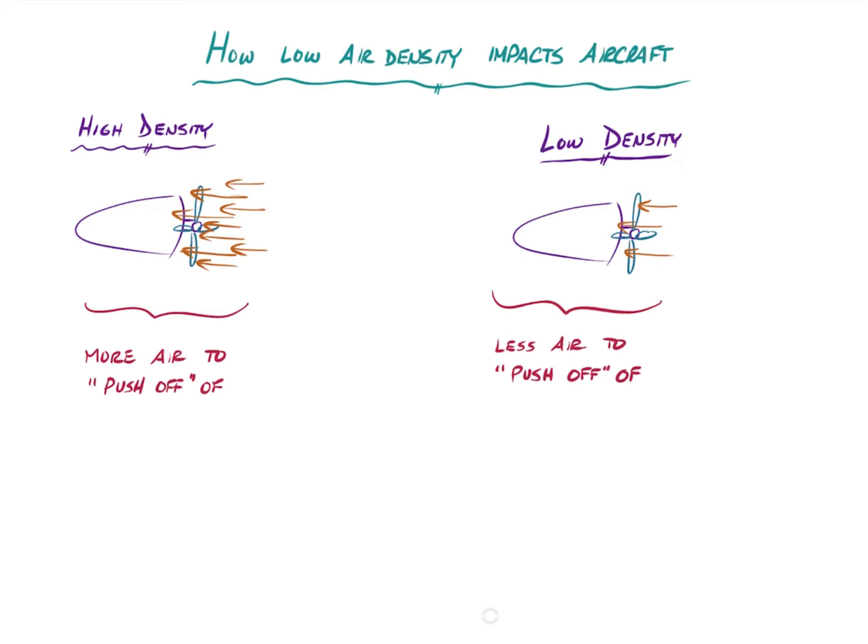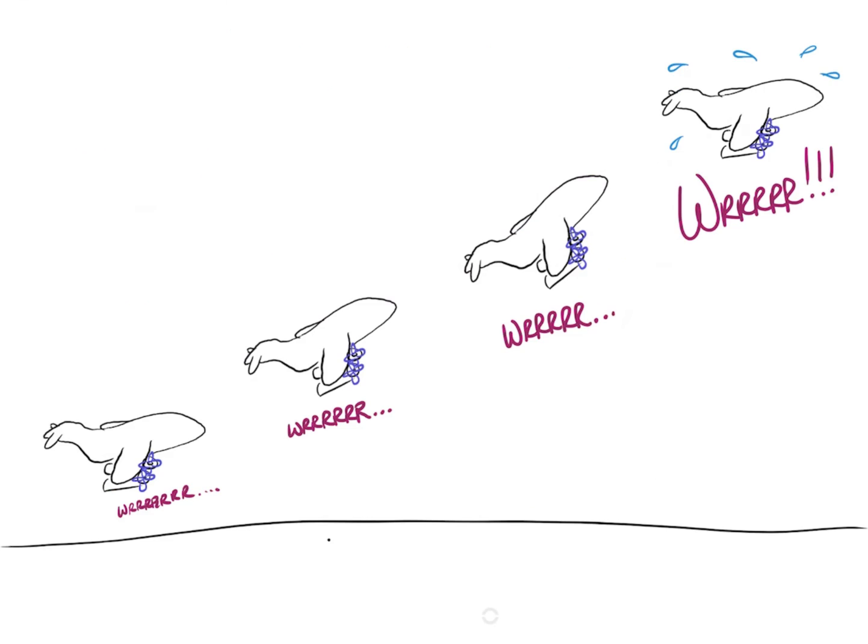We've gone over this previously, but when you have more dense air, there's more air to push off of. And when you have a lower density air, then there's less air to push off of. So what that means is you'll have more thrust when you have high density, less thrust when you have lower density. So as you travel higher and higher and higher in the air, you're going to find that the plane has to work harder and harder and harder because there's less and less air for those propellers to push off of.